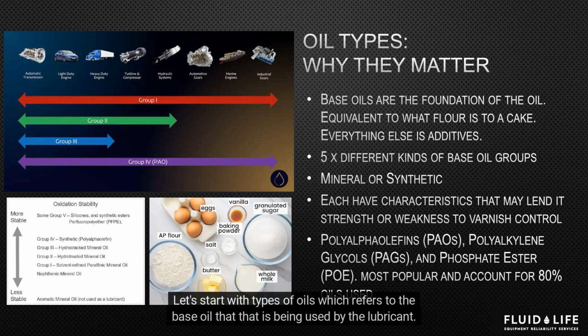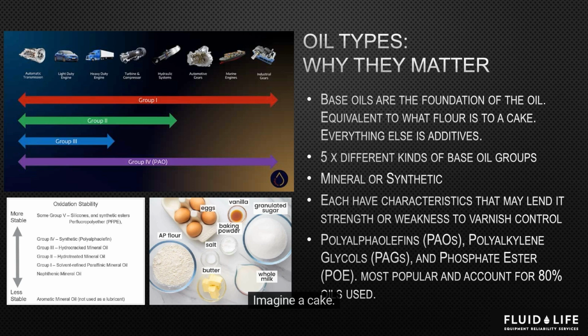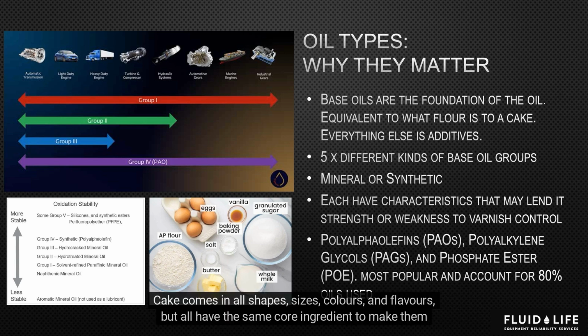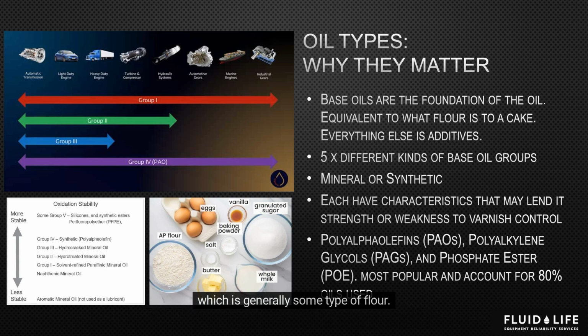Let's start with types of oils, which refers to the base oil that is being used by the lubricant. Base oils act as the foundation of the oil before additives are introduced into the blend. Imagine a cake. Cake comes in all shapes, sizes, colors, and flavors, but all have the same core ingredient to make them, which is generally some type of flour. Base oil is like the flour, and everything else is just additives.